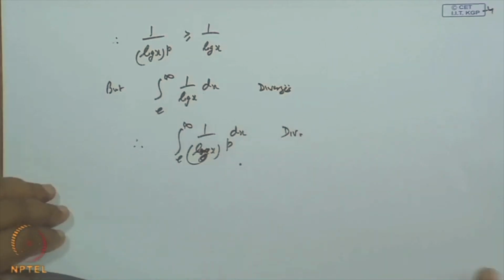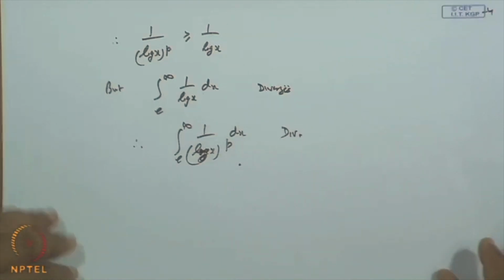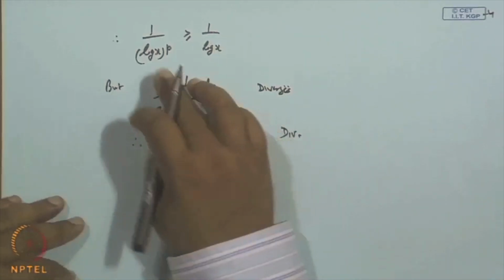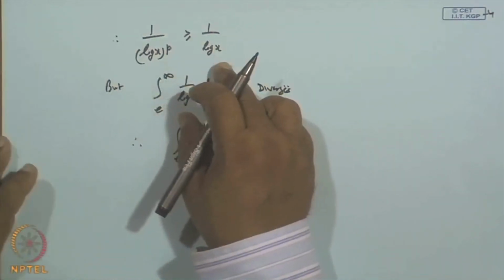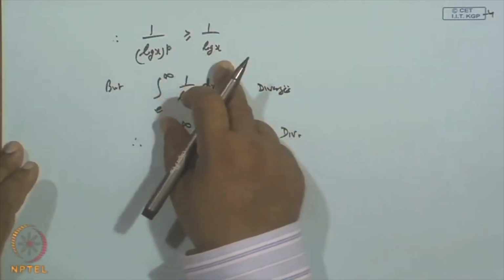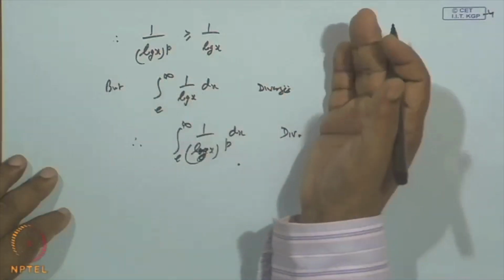So that's why the comparison test is very useful, but the only thing is we have to identify the relation. If you are unable to identify either f(x) less than or equal to g(x) or f(x) greater than or equal to g(x) throughout the interval, then we cannot decide about the nature, otherwise not.